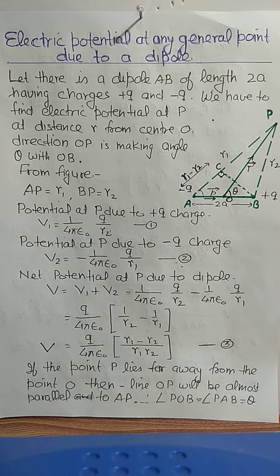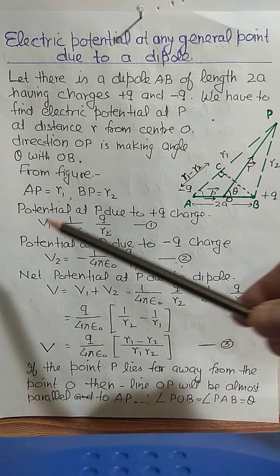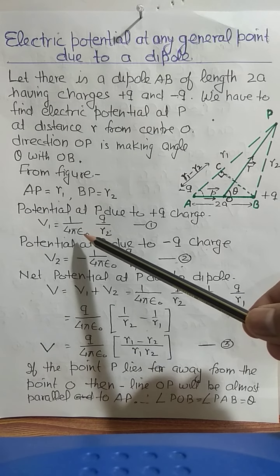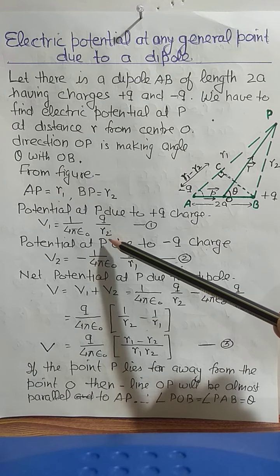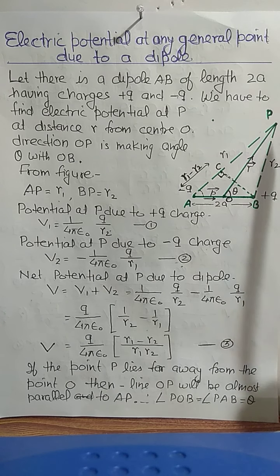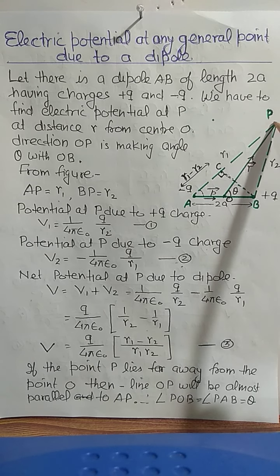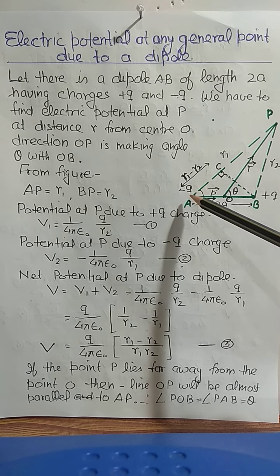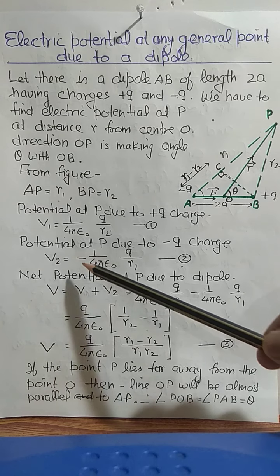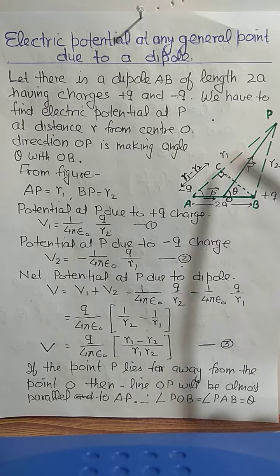Now, the potential at point P due to this plus q charge will be V1 equal to 1 upon 4 pi epsilon naught, q upon R2. From the plus q charge, the distance is R2. Equation number 1. And the potential at point P due to this minus q charge will be V2 equal to minus 1 upon 4 pi epsilon naught, q upon R1. This distance is R1.